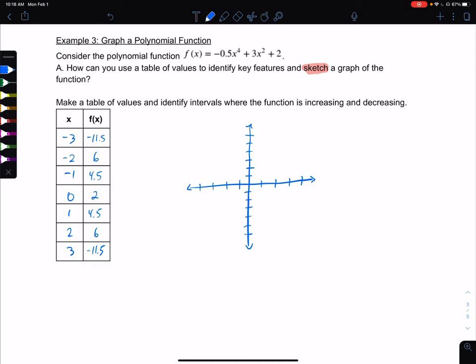So let's go to this. Consider the polynomial function f of x equals negative 0.5 x to the fourth plus 3x squared plus 2. So one of the first things I'm going to notice or note to myself is that I have an even degree. So this is going to be an even degree. And I notice that I have a negative leading coefficient.